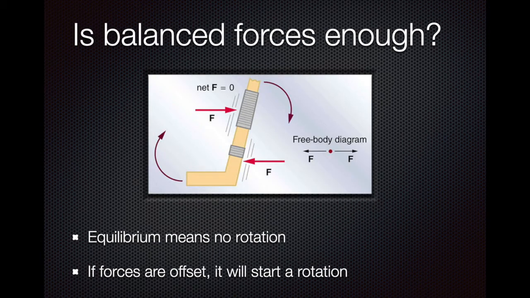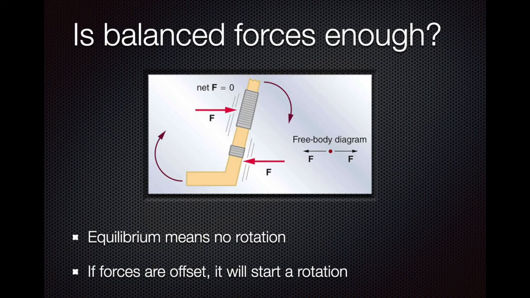But is that enough? Here we take those same two forces and just move them away from the center of mass. So now we can see that the arrows there that are kind of purplish in color, they indicate that the hockey stick is going to rotate. But our free body diagram still shows the same picture, right? We have a force to the left and a force to the right. They balance each other out.